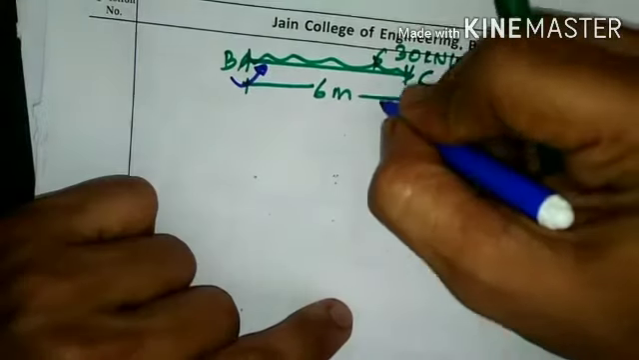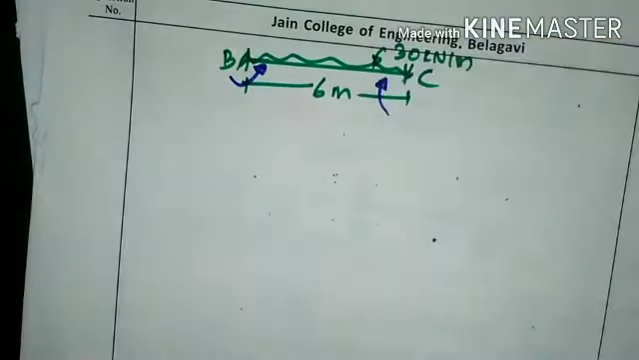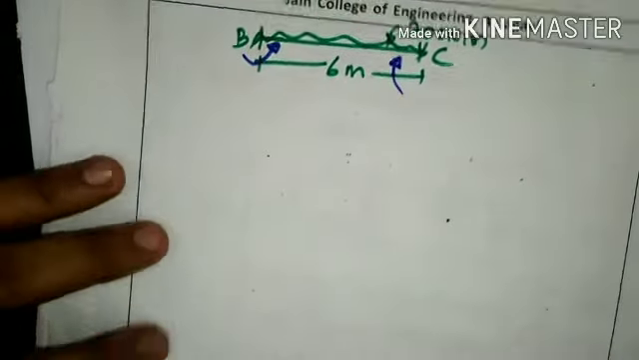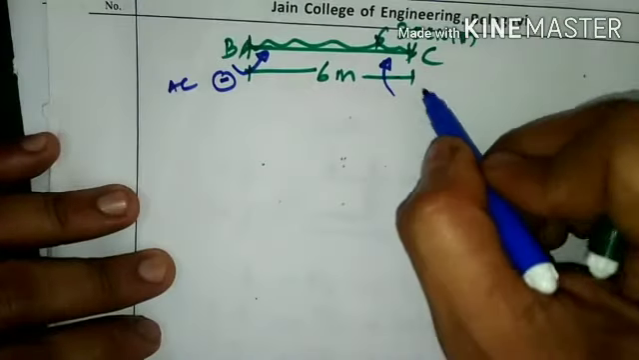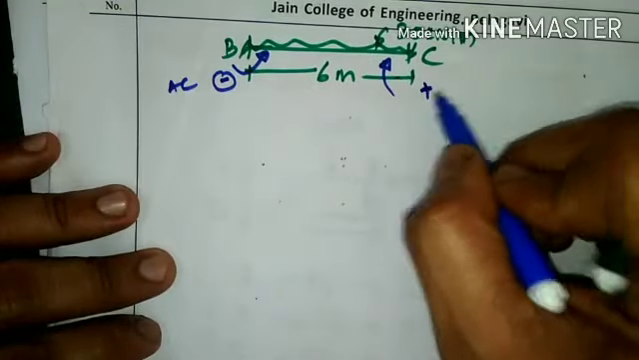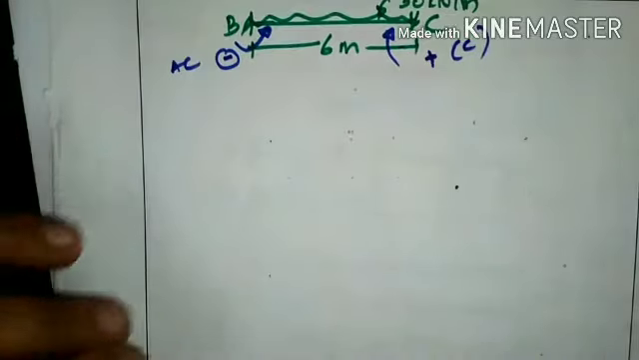So C will offer rotation in the clockwise direction. So these are nothing but the moment values. Now this value shall be considered as negative because it is anti-clockwise. This value shall be considered as positive because it is in clockwise direction.